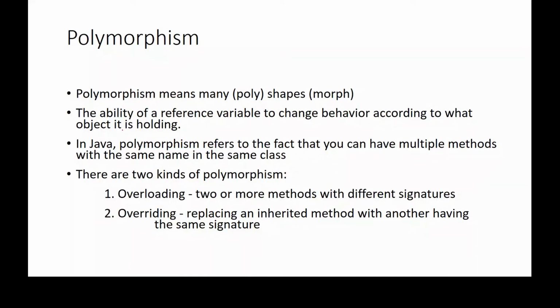Now, the ability of a reference variable to change behavior according to what object it is holding. This is another definition: if you have a variable, this variable will change the behavior based on the object that is holding that variable. So if you have a circle and you want to calculate the area of the circle, you use the variable to calculate the area with this equation. But if you have a rectangle, that's a different way, with length and width.